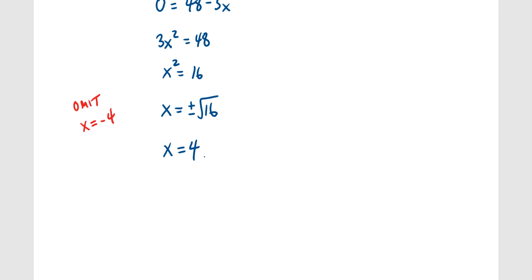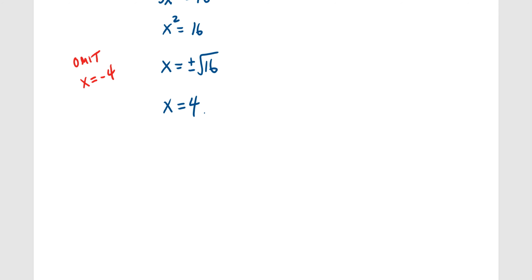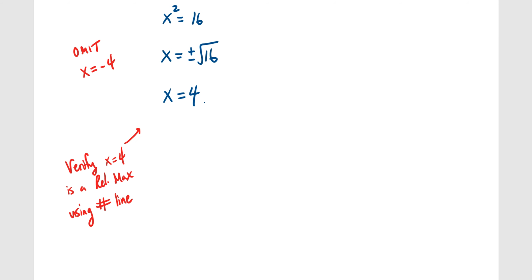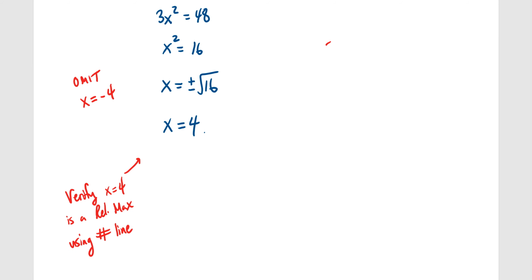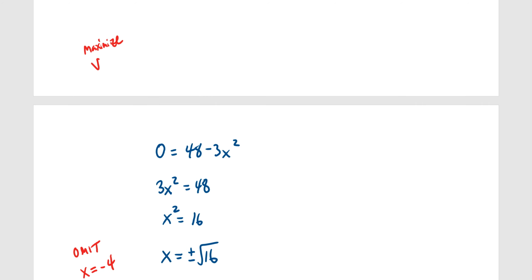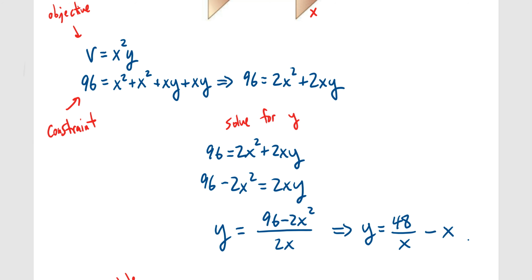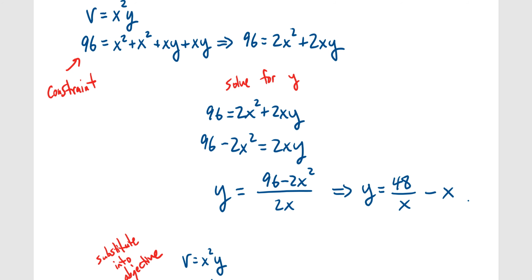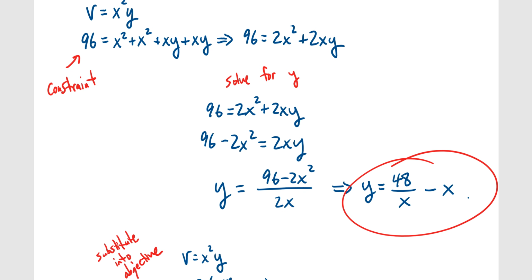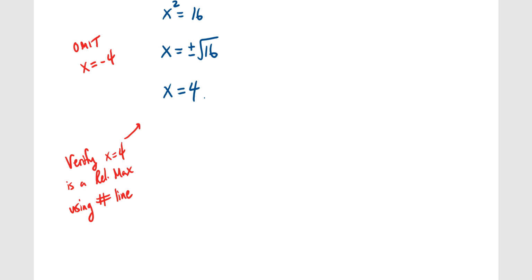And once again, you could verify that this is a maximum. A relative maximum, you can verify using the number line, just like we did in the first one. I'll just skip it for now. So let's go ahead and solve for the other variable, which we called y. And we're going to solve for that one using this right here from the constraint, because we already have it solved for.